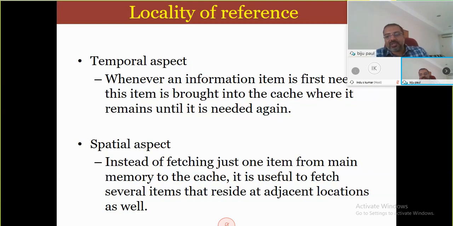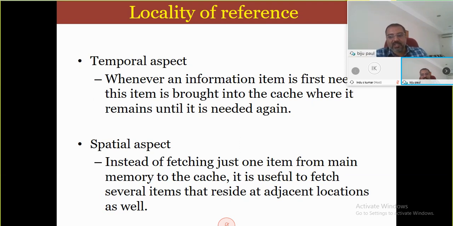So when the processor requires an instruction or some data which is located in the primary memory, that is moved to the cache memory, but it is better to move a few more instructions or information which are located in the adjacent locations in the primary memory, because there is a high chance of executing those instructions.